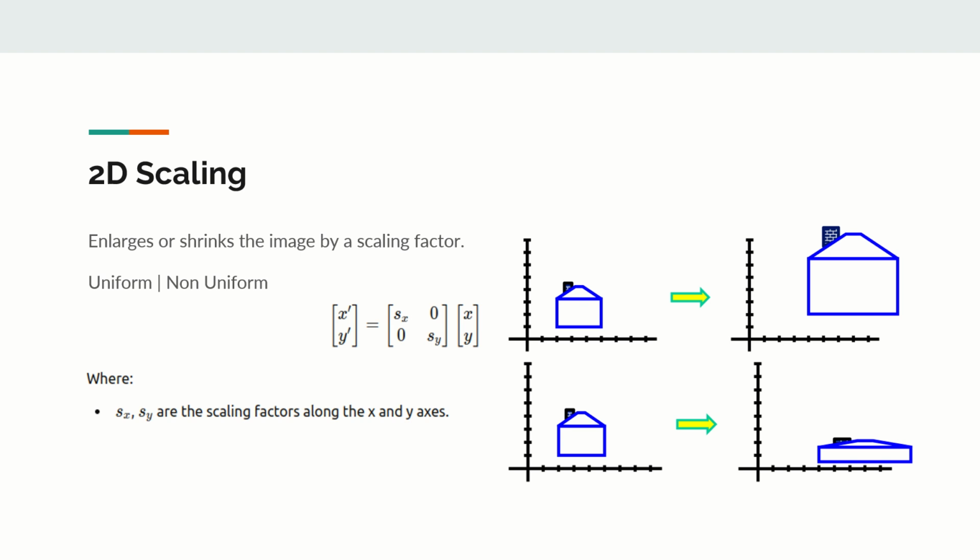Scaling factor may be different along the x-axis and the y-axis. Sx in the matrix represents the scaling along the x-axis, whereas the Sy represents the scaling factor along the y-axis. If value of the both factors is same, then the scaling is called uniform scaling. Otherwise, if the size is different, the scaling is called non-uniform.